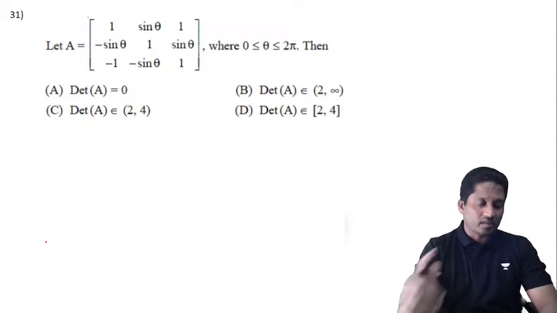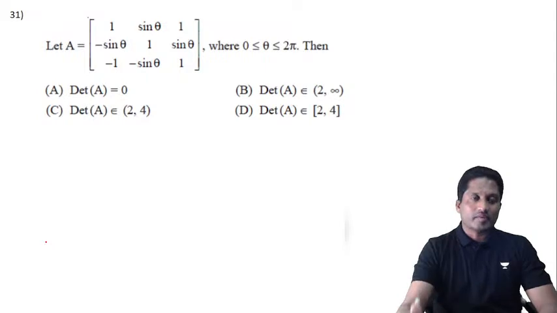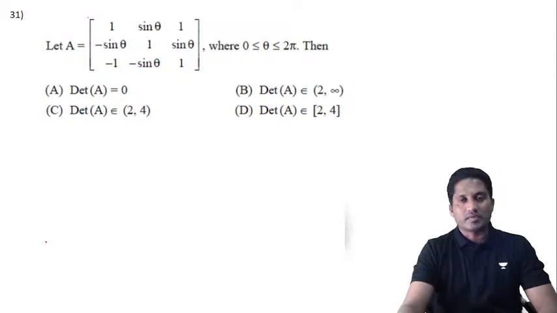Part 2. In part 1, 30 questions we have done. Let us start from question number 31. Up to 30 we have done in part 1.